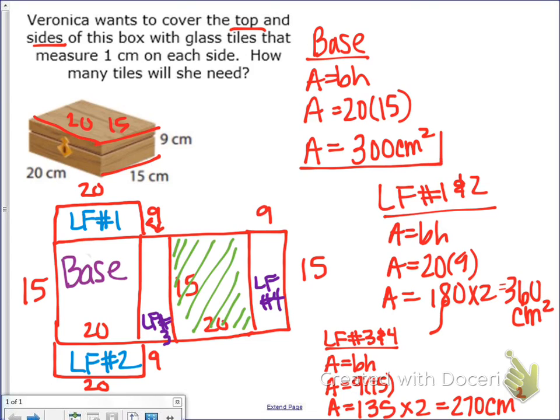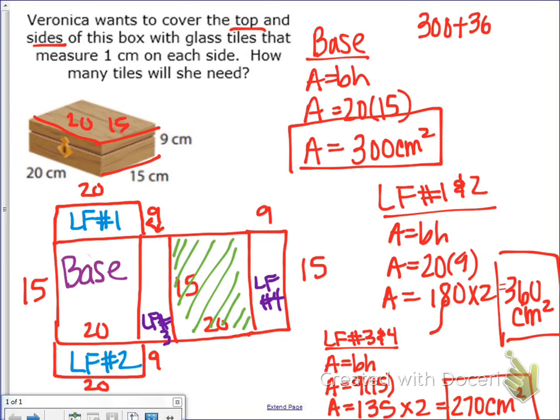Now, do not stop at this point right here. You have this base, you have these two lateral faces, and you have these two lateral faces. So the final thing that you need to do is add all of the numbers together. So when I add all of these numbers together, I will have 300 plus 360 plus 270, and that will equal a surface area of 930 centimeters squared. Again, because she only wanted to cover the top, that bottom base is not included.